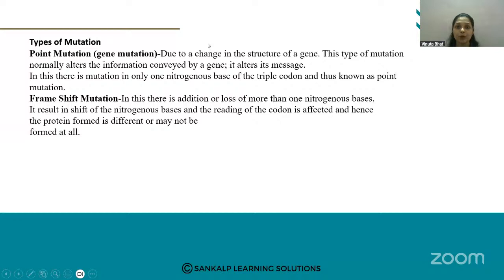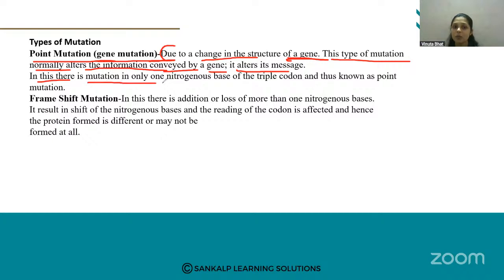Again, there is a type of mutation, already we have studied this. Point mutation, that is the gene mutation. So it arises due to a change in the structure of gene. This type of mutation normally alters the information conveyed by the gene. It alters its message. In this, there is a mutation in only one nitrogenous base of the triple codon and thus known as the point mutation. So that is the point mutation.